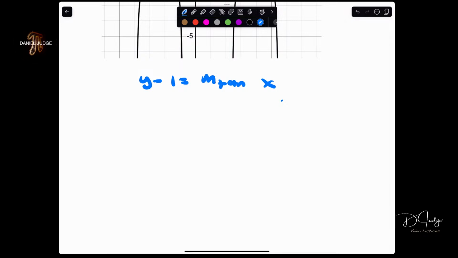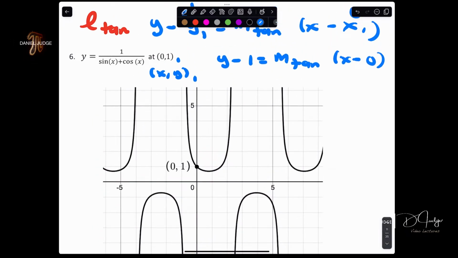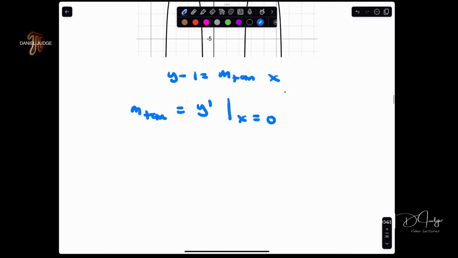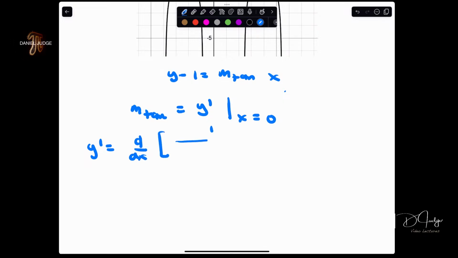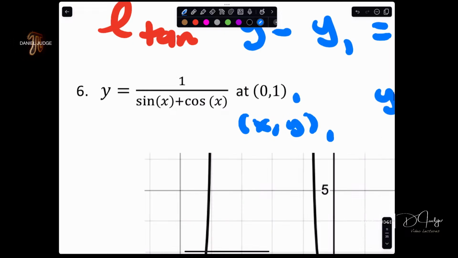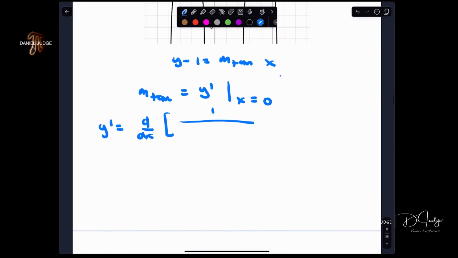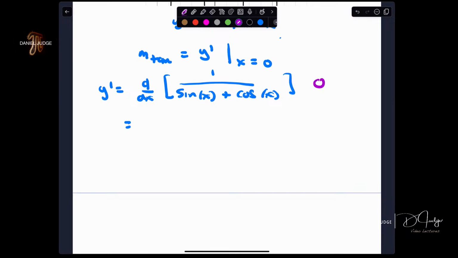So now m tangent, by definition, is the derivative of y evaluated at x equals 0, I believe, right? Yes, it's (0, 1). So the x coordinate is 0. The y coordinate is 1, okay? Now, the thing about this is y prime, our function is 1 over sine plus cosine. And we're going to have to use the quotient rule now.